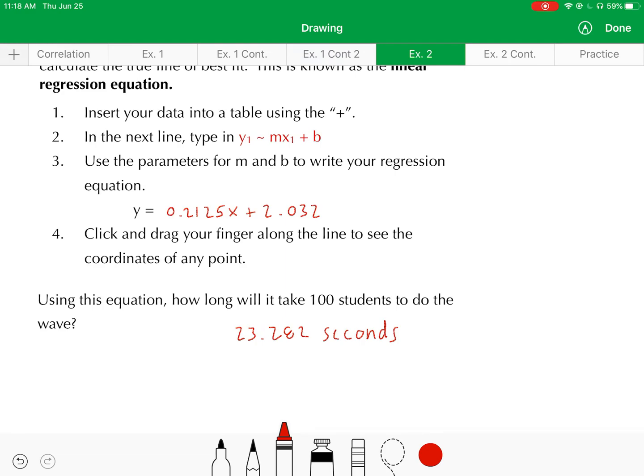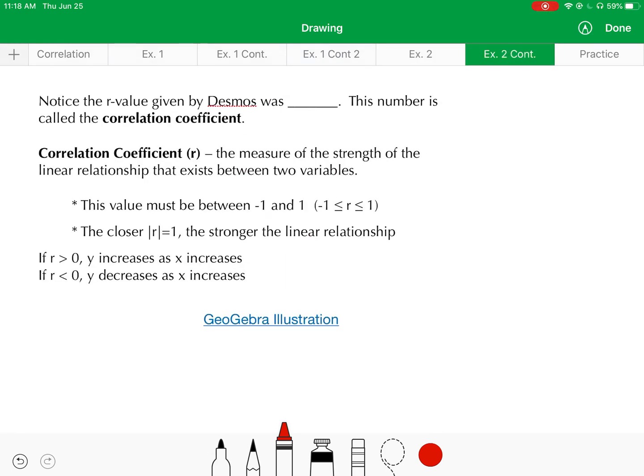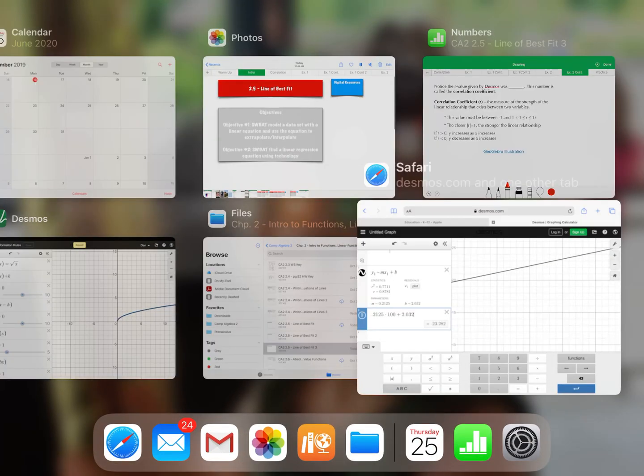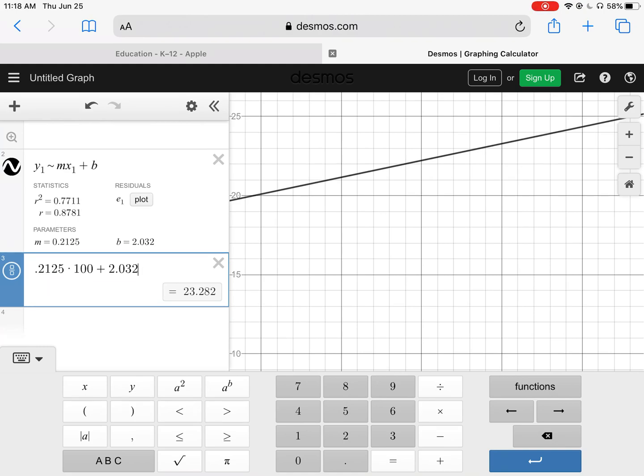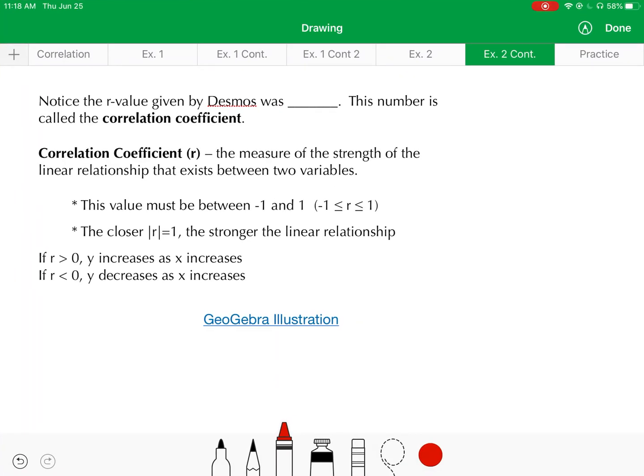All right, now moving forward, one other thing I want to draw your attention to is the R value that was given by Desmos when we put that little formula in. Okay, so if we go back here, notice under statistics, it's giving you an R squared value and an R value. We're not going to pay attention to R squared. We're only focusing on R. In this case, it's 0.8781.